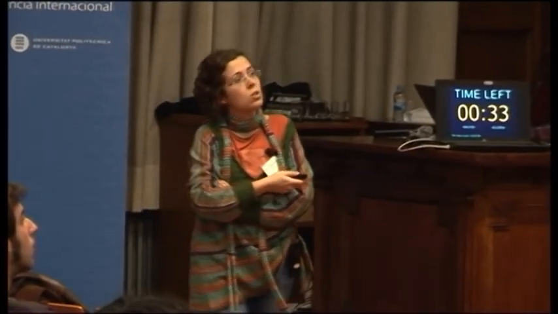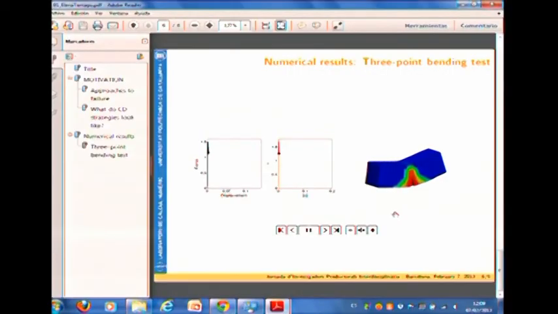So here, just to see more or less what we do, we have the three-point bending test that we saw in the first slide. We start with a continuous strategy, so the structure is continuous and the damage evolves, and when the damage is so high, we introduce some kind of discontinuity. Here we have the force-displacement curve, and by means of this combined strategy, we are able to reproduce the whole process. So that's all.